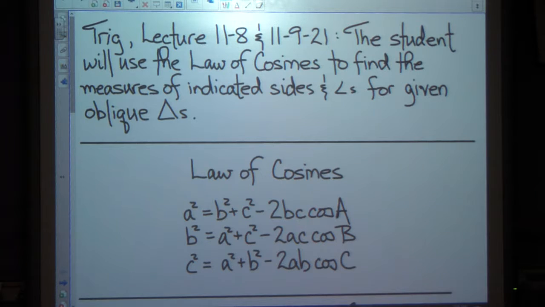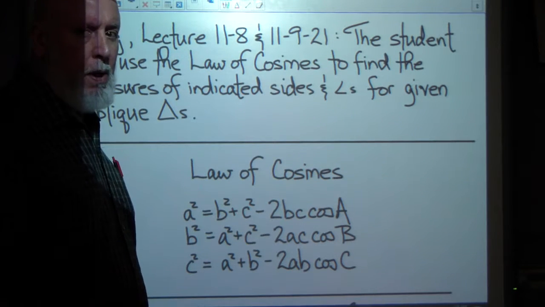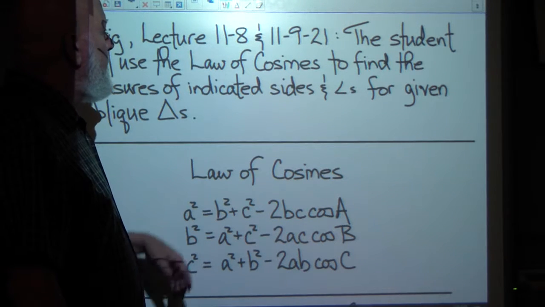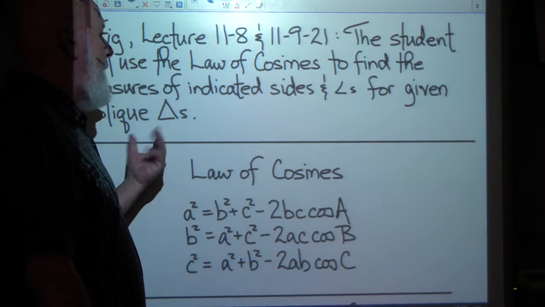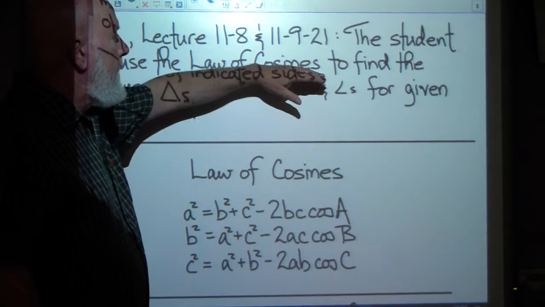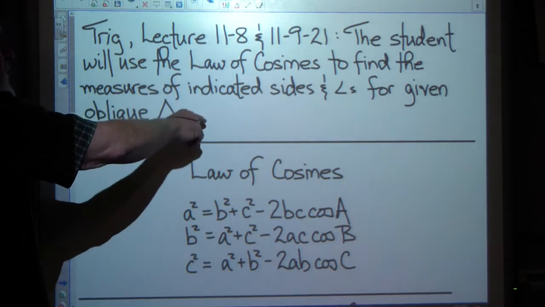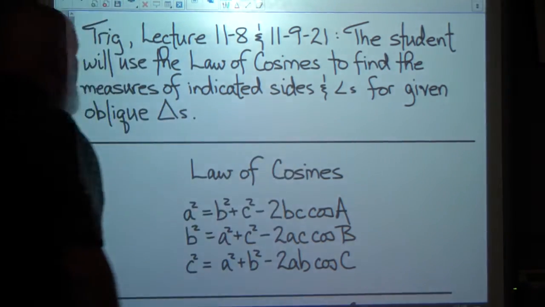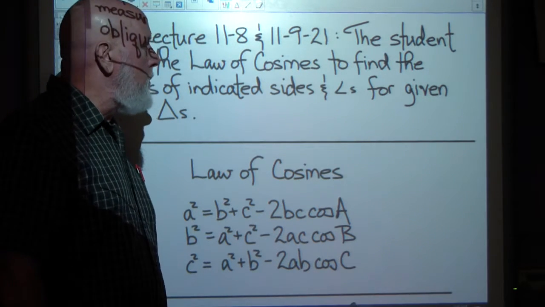Trig lecture 11.8 and 11.9 today. The student will use the law of cosines. Last week we used the law of sines to find measures of indicated angles or sides for given oblique triangles. Today we're going to use the law of cosines to find the measures of indicated sides and angles for given oblique triangles. And it'll work for right triangles too.